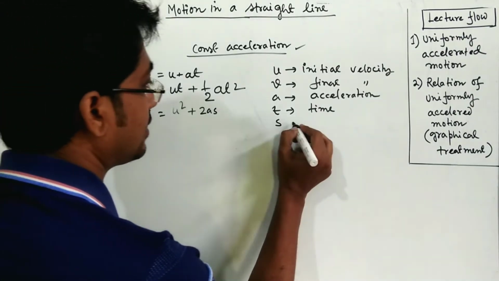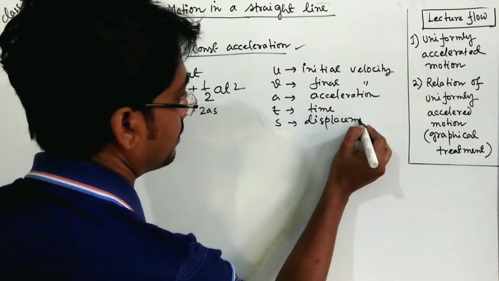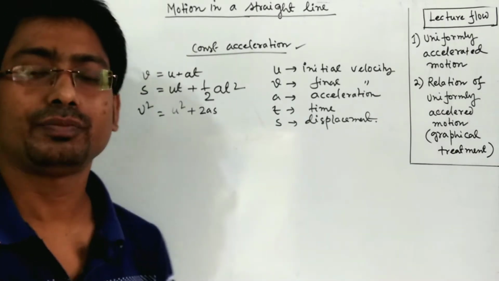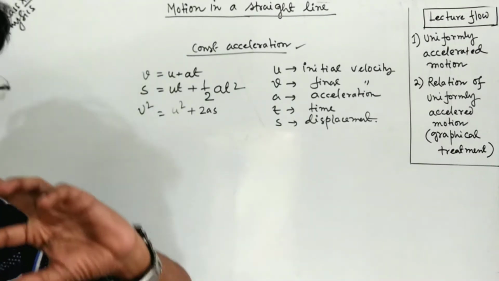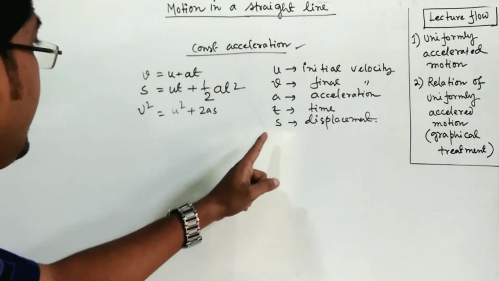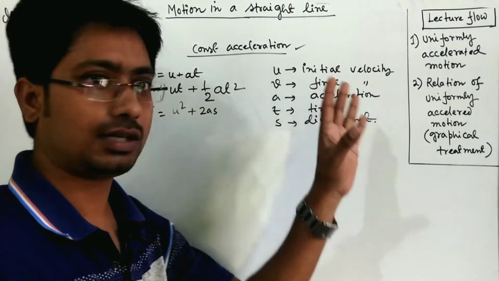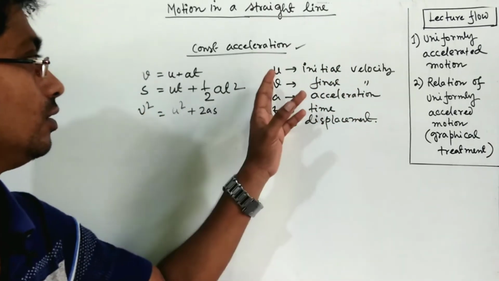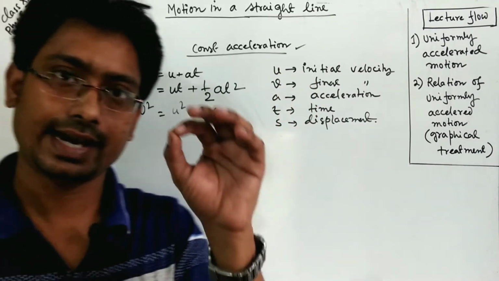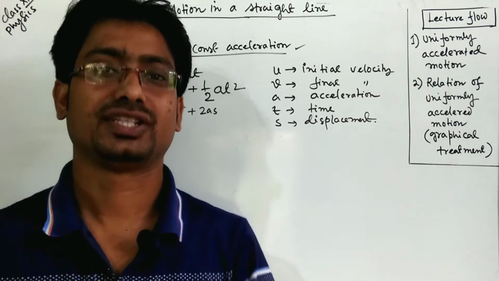And s, displacement. s is the displacement. It will not be distance, always it will be displacement. So u, v, a, t, s we have already covered. So in the answer sheet, if you hesitate to write down u, v, a, t and s, in that space you can write down symbols have their usual meanings.